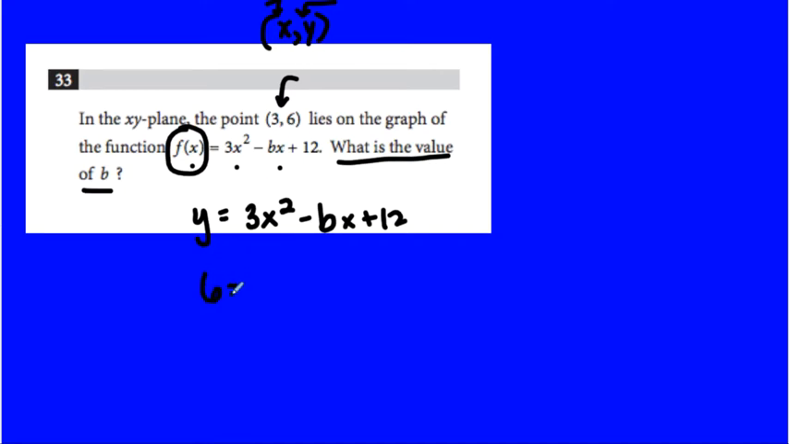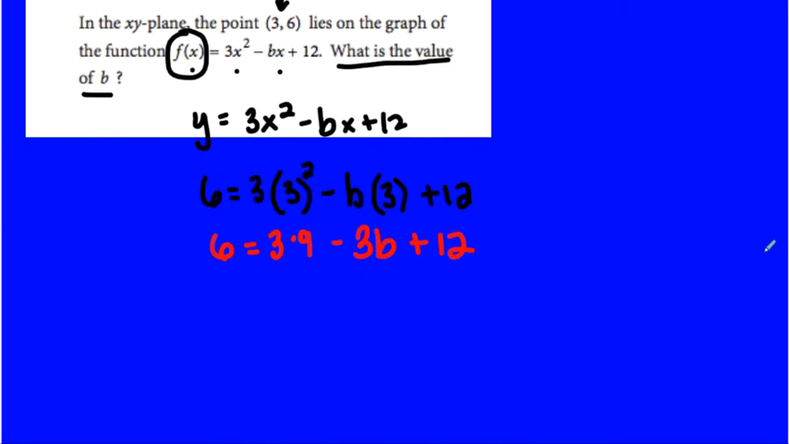All right, so let's do that. Y is 6. Anytime I plug something in, I'm going to put it in parentheses, especially if it's squared or if there's a minus. Minus b times 3 plus 12. Okay, I'm going to simplify that. So 6 equals 3 times 9 minus 3b plus 12. Okay, some more simplification here. So 27 minus 3b plus 12 equals 6. All right, I'm going to combine the 27 and the 12, and that's going to give me 39. 39 minus 3b equals 6.